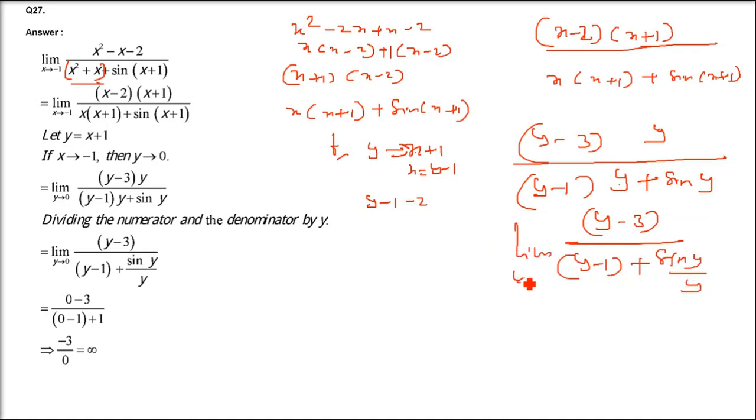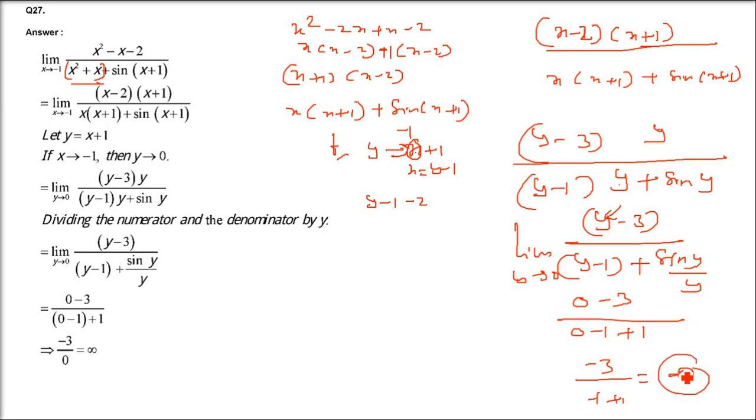So now applying the limit y tends to 0. When x tends to minus 1, x plus 1 is 0, so y is tending to 0. Now this y is 0, so 0 minus 3, and this is 0 minus 1, and sine y by y is going to be 1. Minus 3 by, this is minus 1 plus 1 is 0. So minus 3 by 0 is infinite. Infinite will come. Infinite is okay. Don't worry about this. Okay.